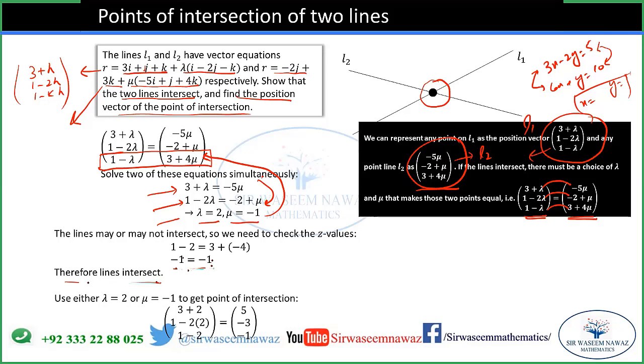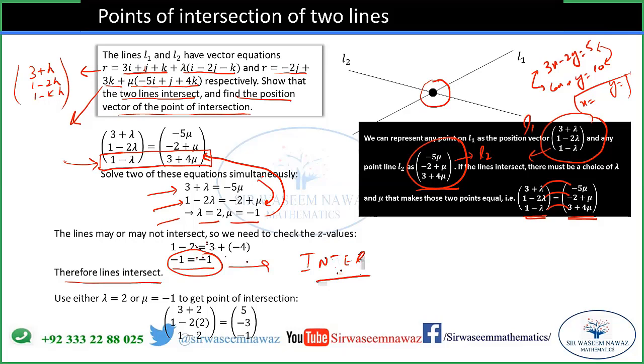So remember that whenever you have a question asking whether two lines are intersecting or not, you make two column vectors, just equate them, use any two of the equations to find the values of lambda and mu, and place these in the third equation that you haven't used. If the answer is the same, it means they are intersecting. If the answer is not the same, it means they are not intersecting.